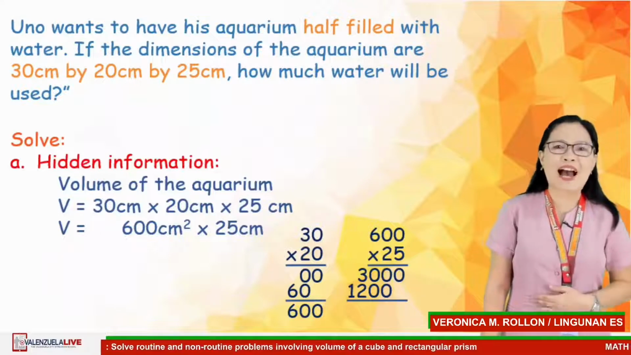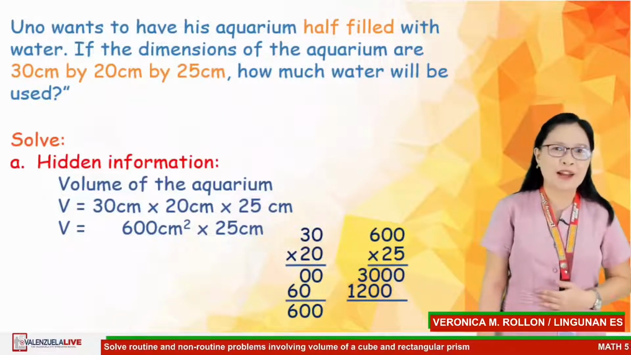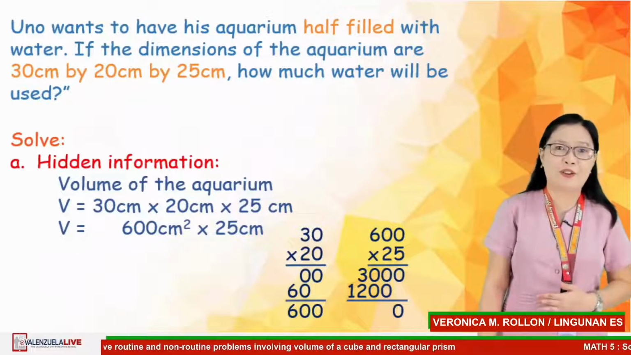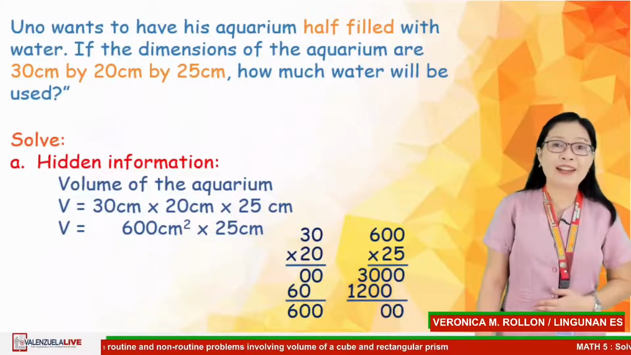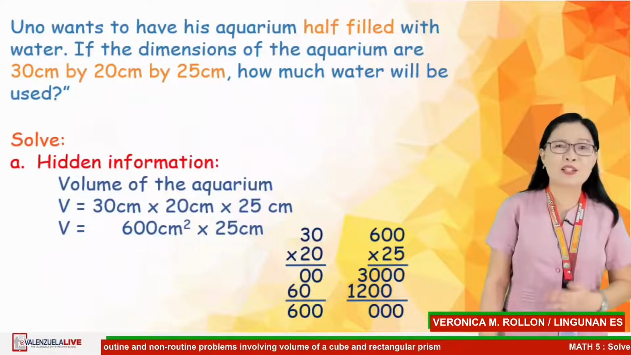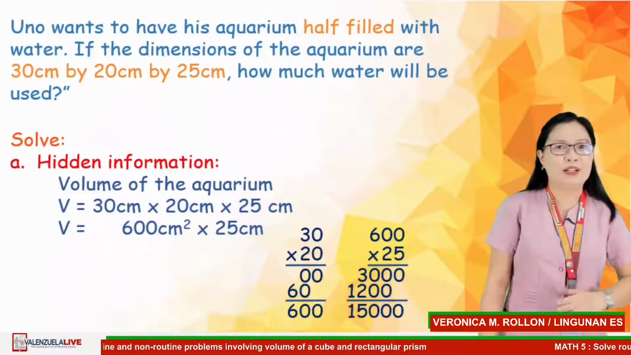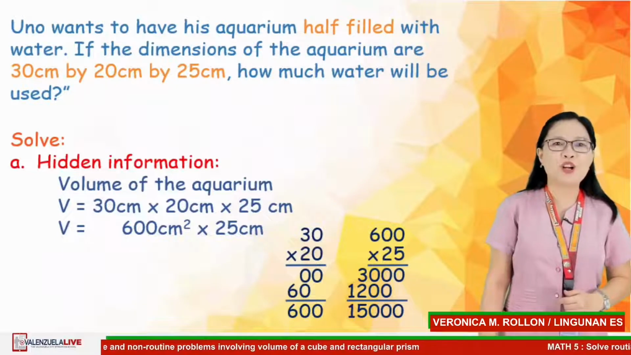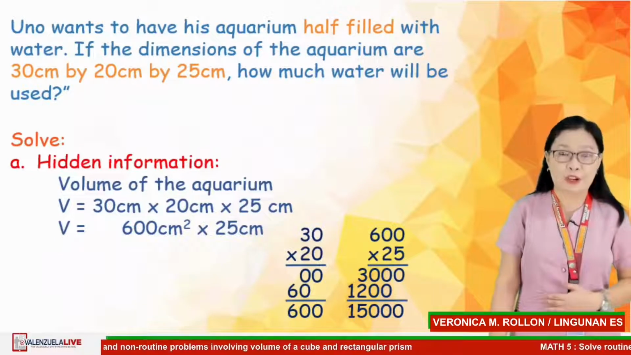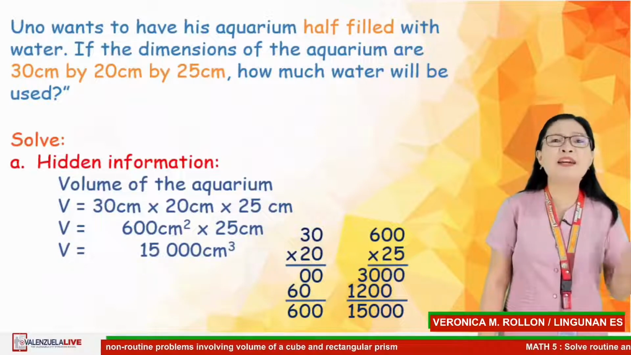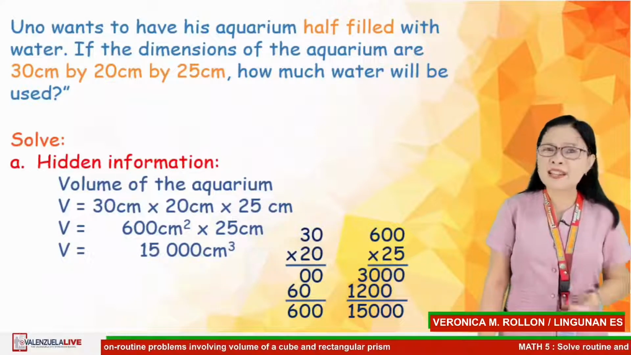Now, let's add the partial products. So, 0, just bring down 0. 0 plus 0 is 0. 0 plus 0 again is 0. And 3 plus 2 is 5. And 1, bring down 1. Okay, so, what is the volume of the aquarium? It's 15,000 cubic centimeters. Is this our final answer?